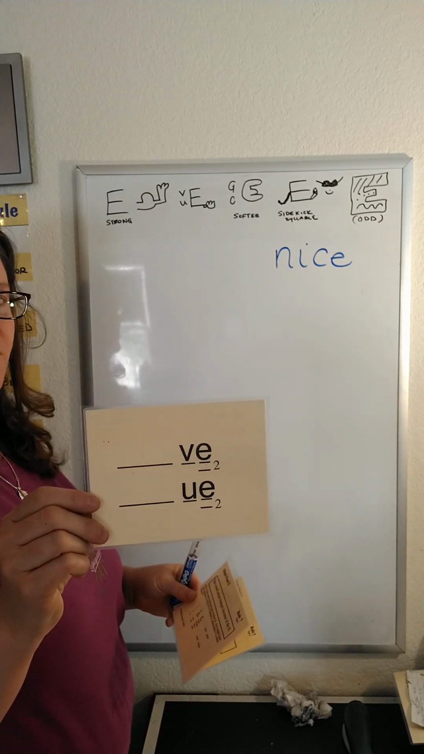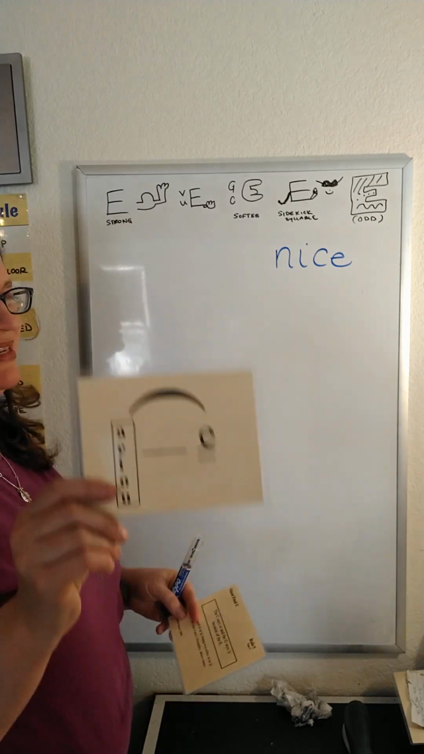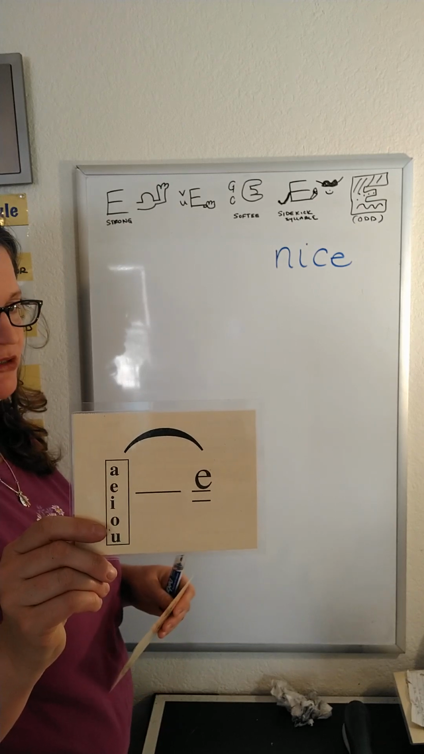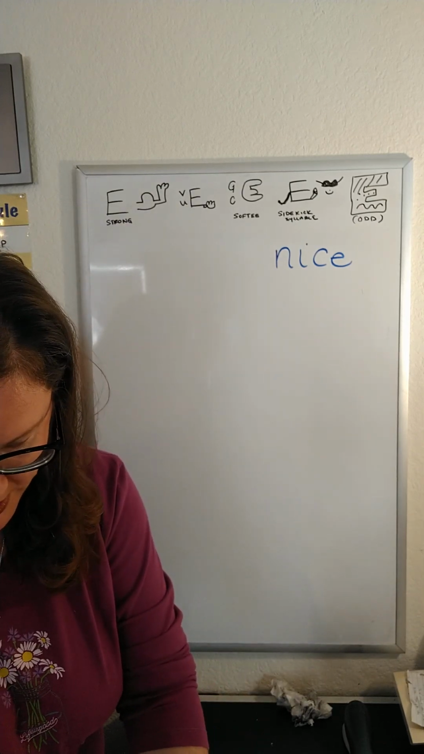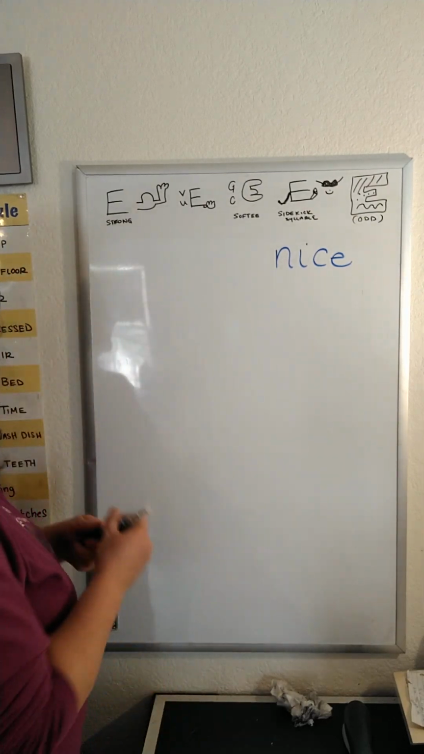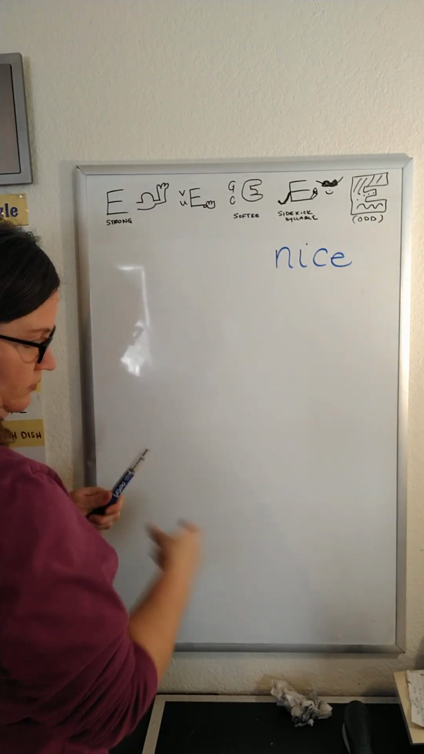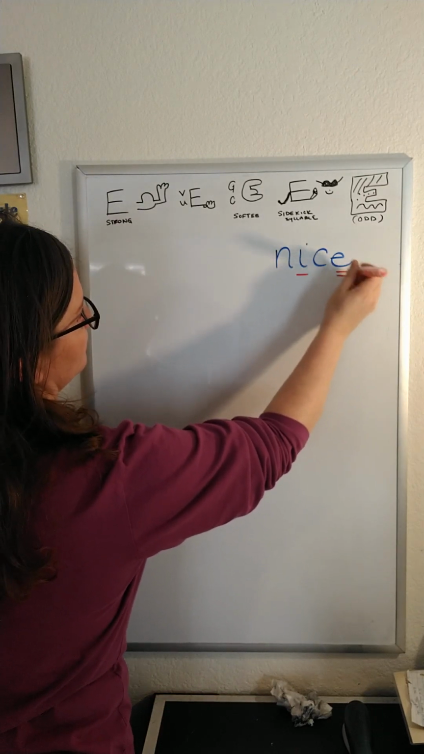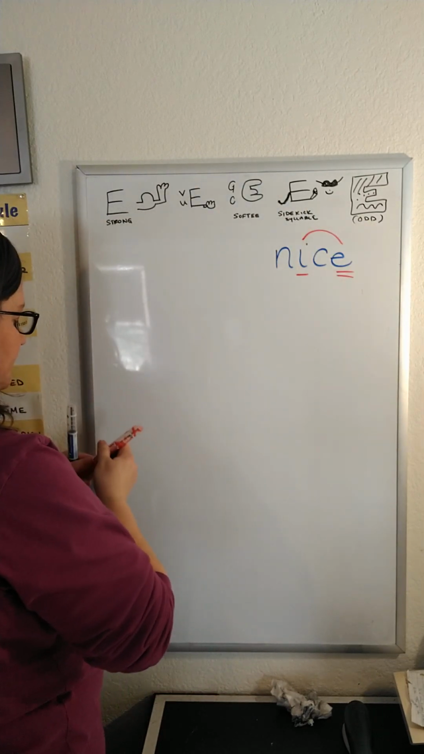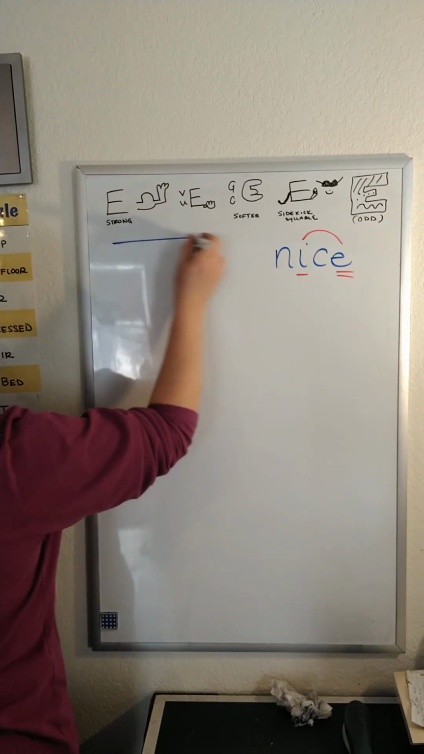English words do not end in V or U. But typically we start with the first one. The vowel sound changes because of the E. So how are we going to mark that? One underline, one line under the I, 2 lines under the E, and an arc over the 2. Very good. Let's do some cursive.